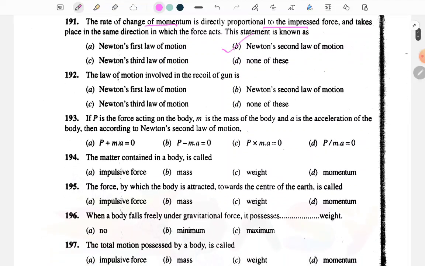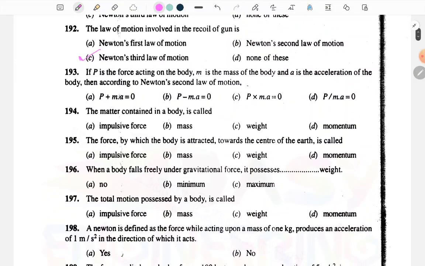The law of motion involved in the recoil of a gun is Newton's third law: every action has an equal and opposite reaction. So for acceleration, Newton's second law, F is equal to ma. If it is equal to ma, here there should be a minus. Whenever this minus goes to that side, it will become positive.